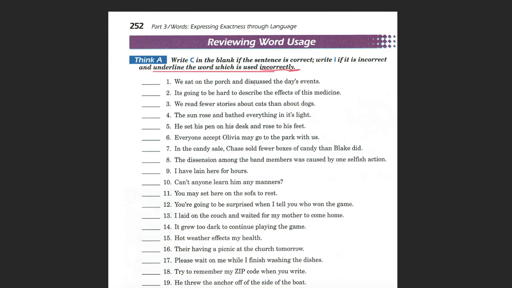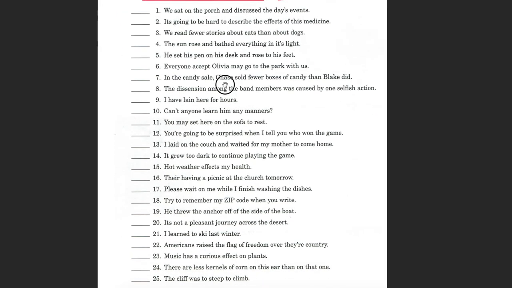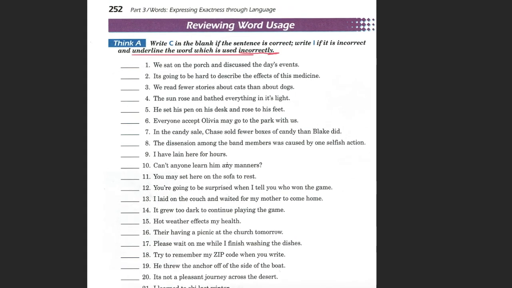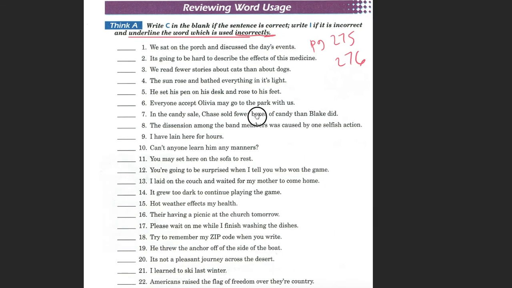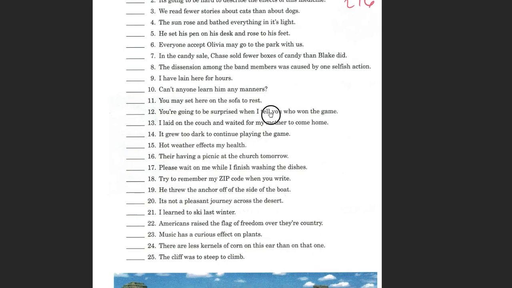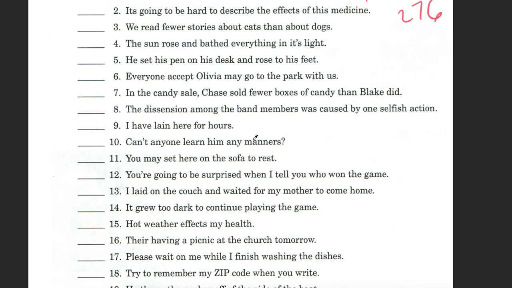Number 1, we sat on the porch and discussed the day's events. So this worksheet's a little bit hard because it's going over almost all the different words that we learned in the past few lessons. If you want to get a list of all those different words that are commonly misused, you can go to page 275 and 276 in the back of your language books. You have a list of all the commonly misused words that we learned about in our last few lessons.